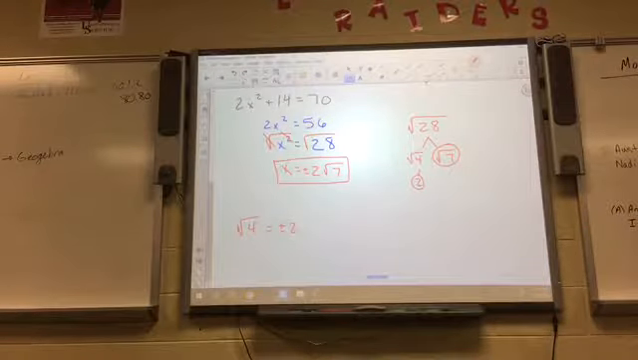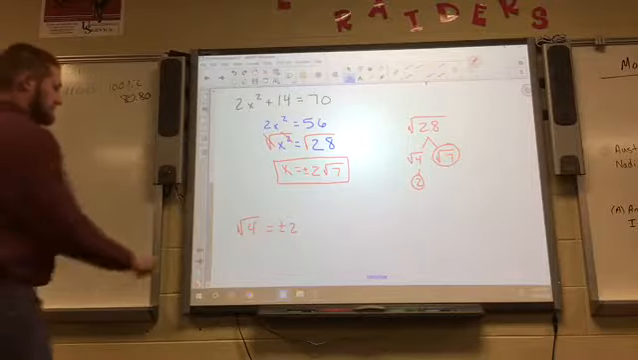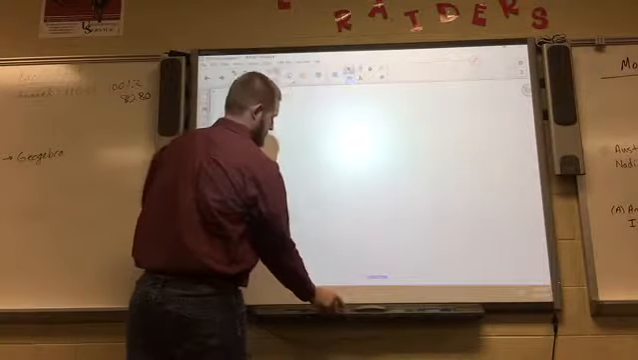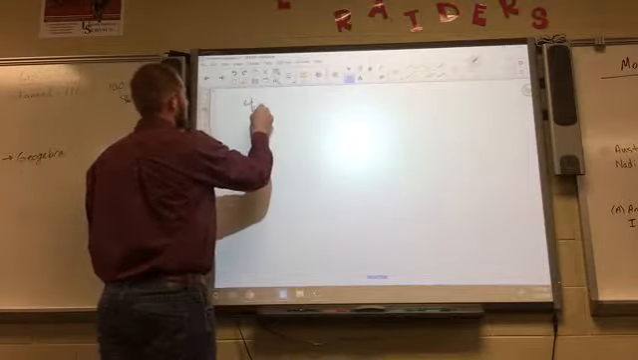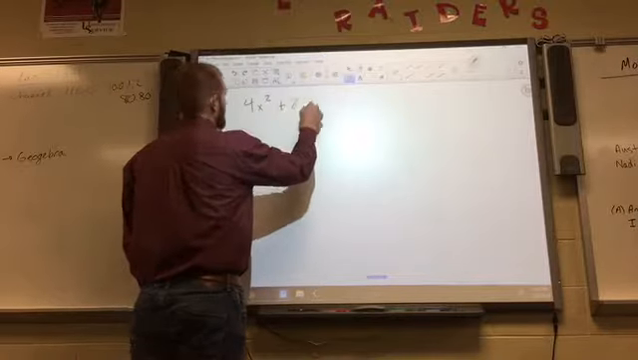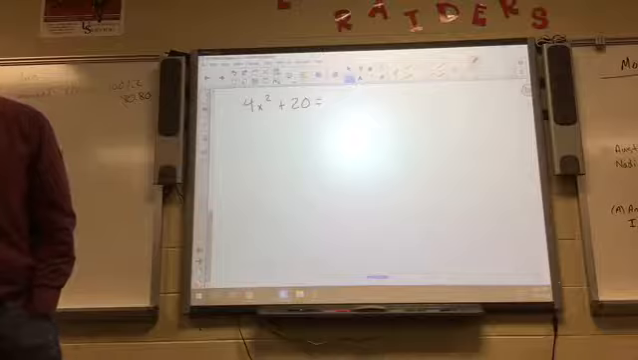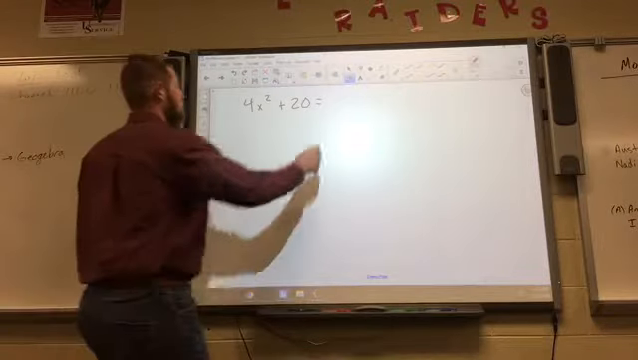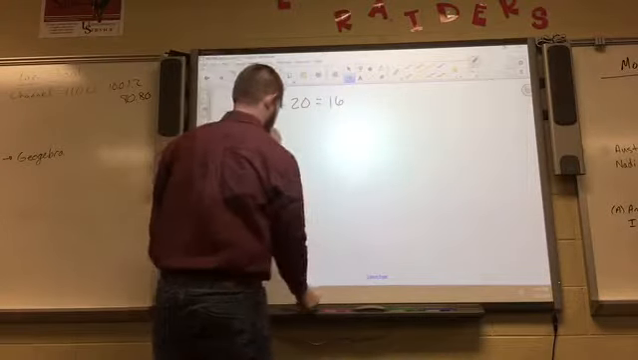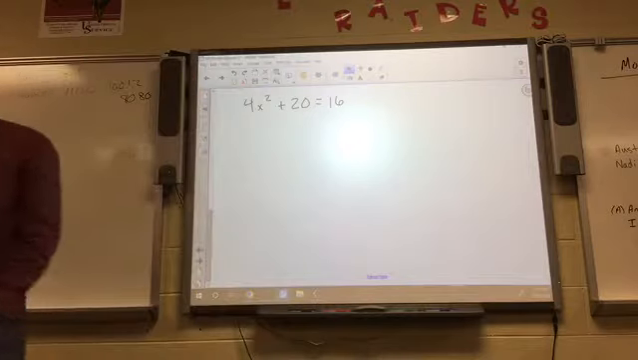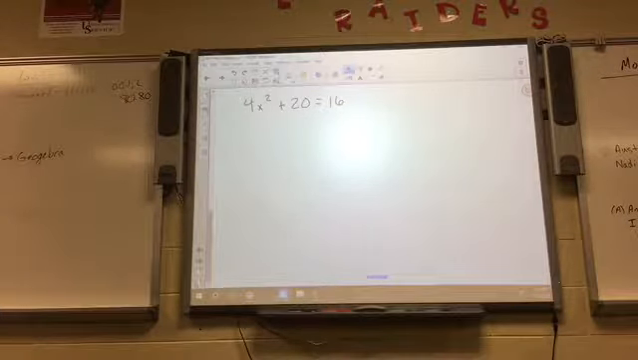Now, going on, one that's a little bit different. I have 4x squared plus 20 equals 16. Now, this appears to be a very similar problem, right? I still do not have an x to the first power, so I can solve this thing algebraically instead of graphing it, so that saves us some time.